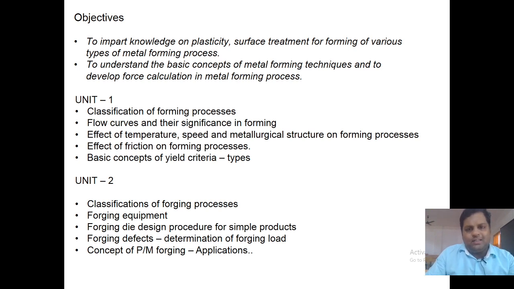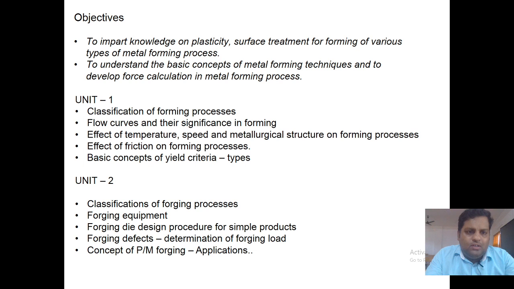And also the metallurgical properties. You need to understand what are the metallurgical properties of metal. I'll let you know about that in the forthcoming classes. Effect of friction on the forming process. First of all, you need to know without friction no machine will work, no engineering application will happen. We cannot do any engineering work without friction. Due to friction only all the machine components work. Even machining will have friction. Due to friction only the machining happens. And basic concepts of yield criteria and types of yield criteria we will be studying in the first unit.